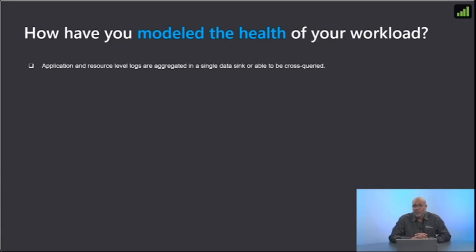A health model is used to qualify what healthy and unhealthy states represent for the application. A holistic application health model should be used to quantify what healthy and unhealthy states represent across all application components.